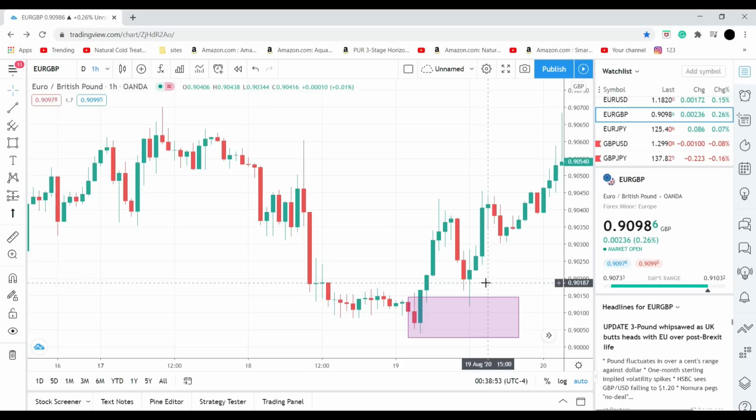You want to make sure price reacts to that level. You don't want to be that first guy that gets stopped out, and next thing you know, you're going to use another supply zone or demand zone, and that one is going to stop you out. So you don't want to be in that situation. You want to see price react to that zone first, and then you want to attack.